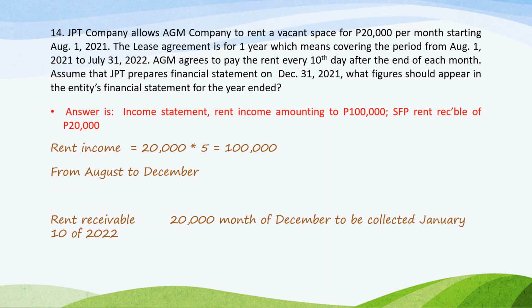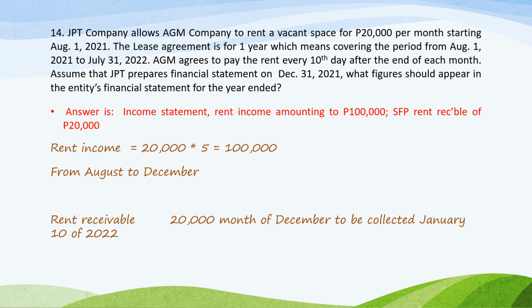Number 14. JPT Company allows AGM Company to rent a vacant space for 20,000 per month starting August 1, 2021. The lease agreement is for 1 year, which means covering the period from August 1, 2021 to July 31, 2022. AGM agrees to pay the rent every 10th day after the end of each month. Assume that JPT prepares financial statements on December 31, 2021. What figures should appear in the entity's financial statements for the year ended?